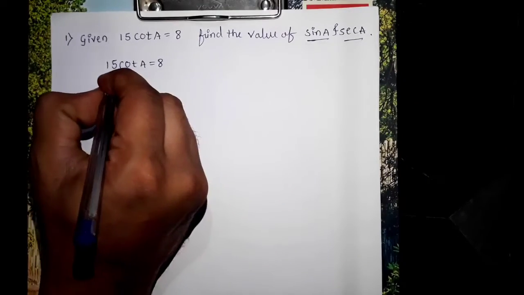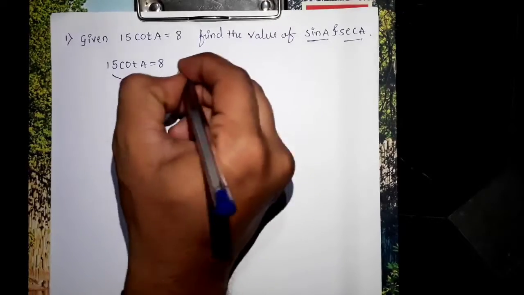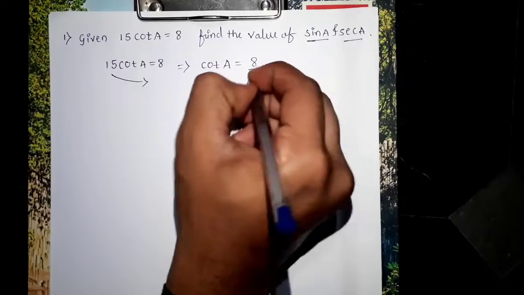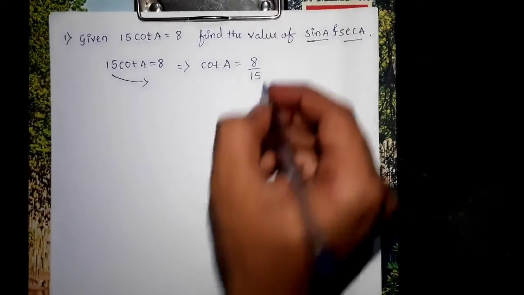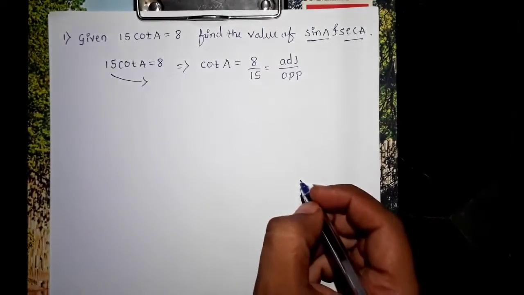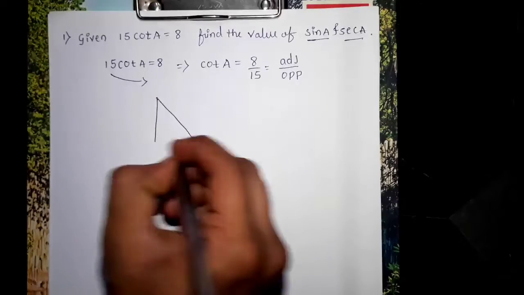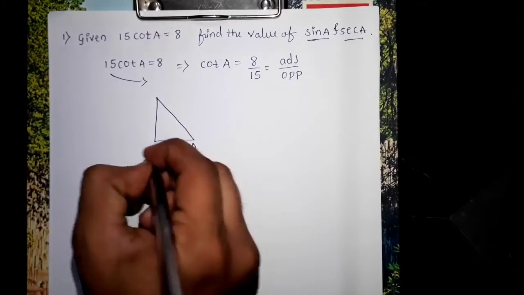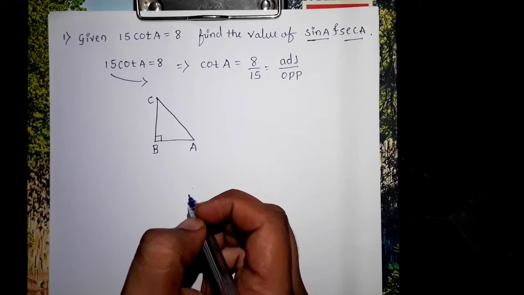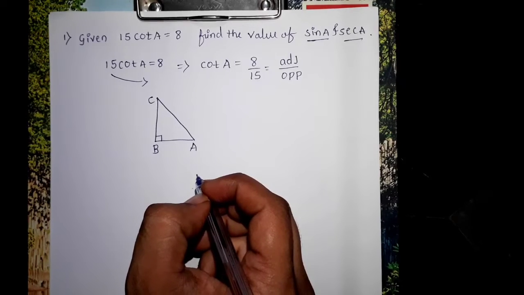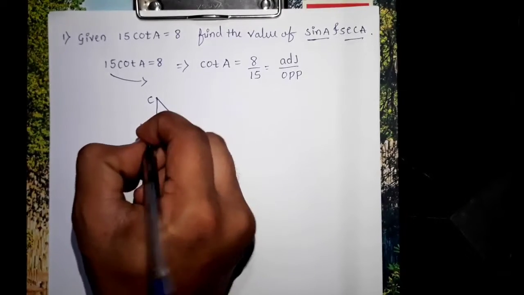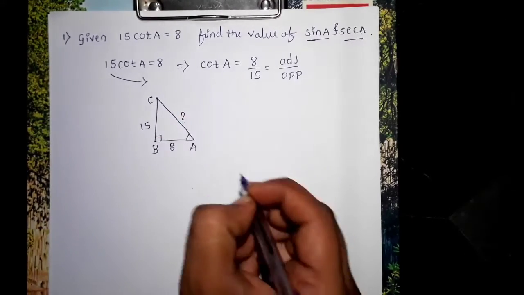Now by cross multiplying, this 15 can be brought to the denominator. That is, cot A is equal to 8 by 15. What is the formula for cot A? It is nothing but adjacent side divided by opposite side. Now let us have a right angled triangle ABC, right angled at B. What is cot A? It is 8 by 15. What is adjacent side here? It is 8. And what is opposite side? It is 15. By Pythagoras theorem, we can find the AC.